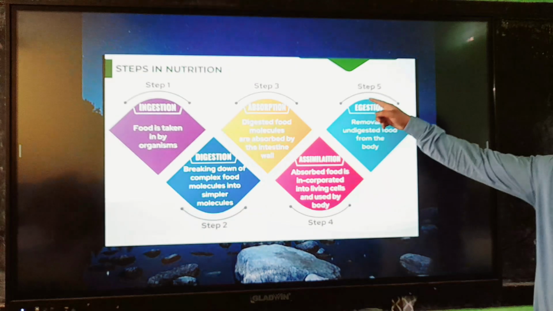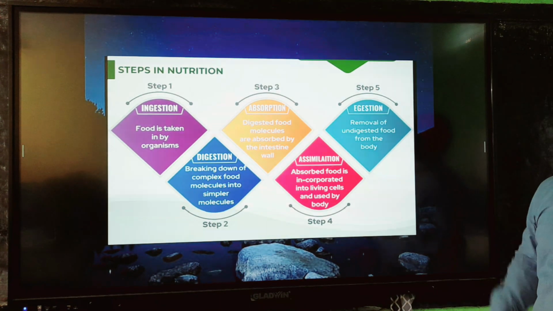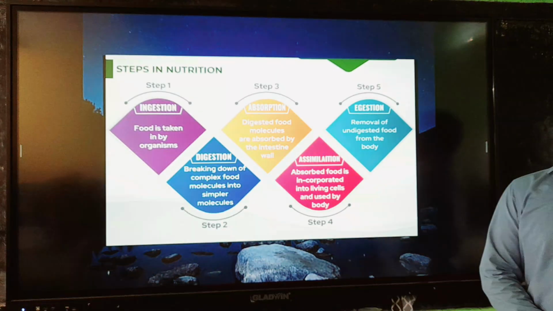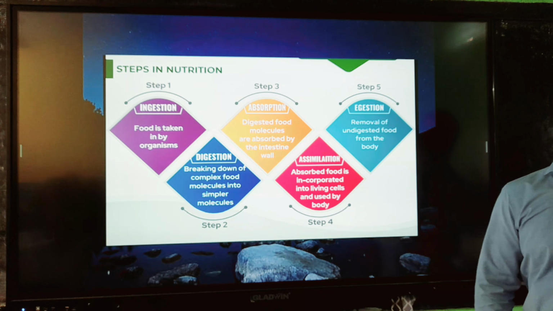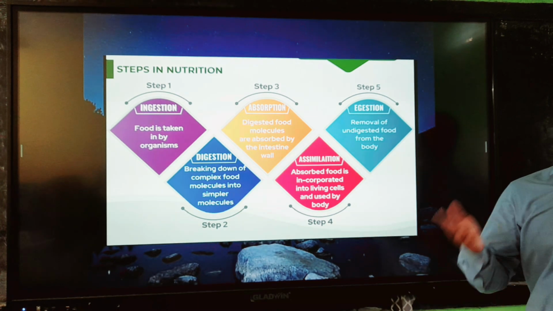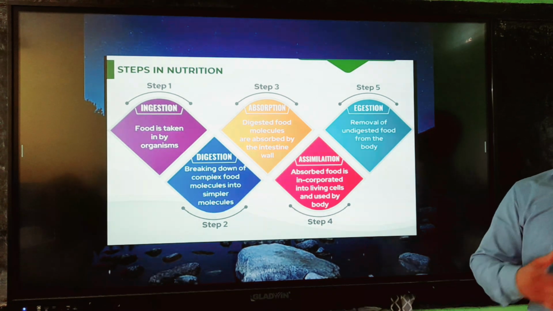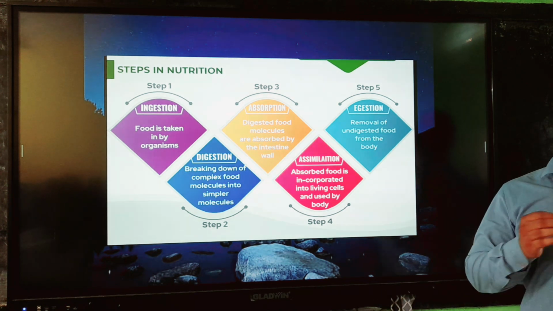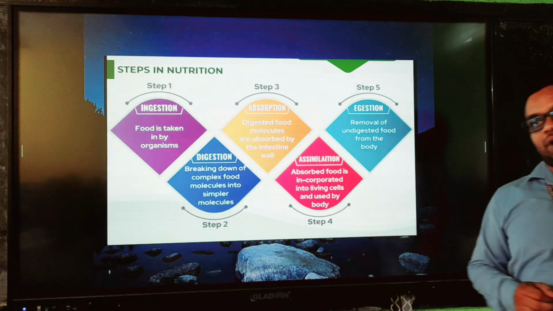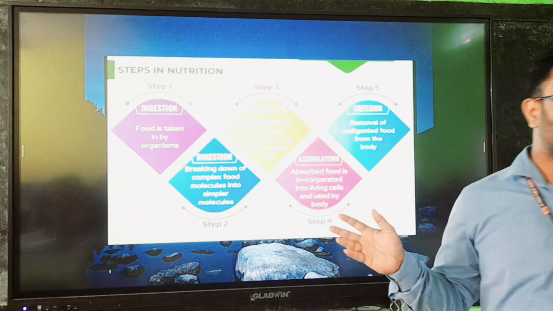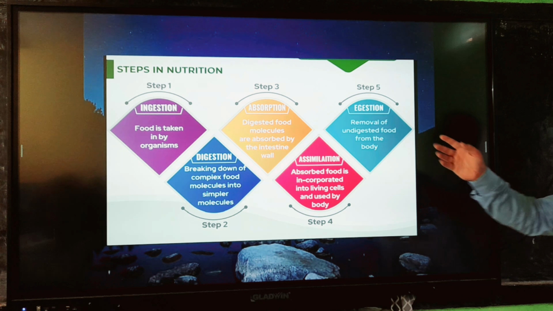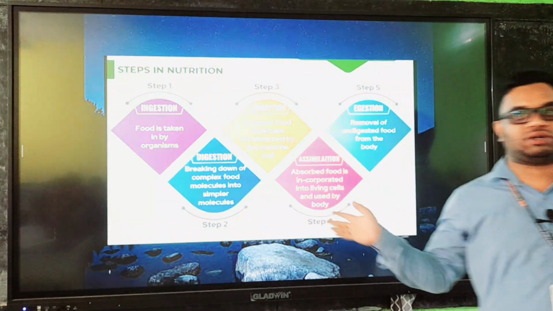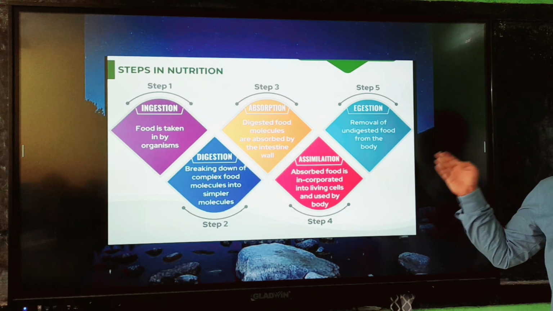The next step, number 5, is egestion. Here all the undigested food, what is not digested, we have to remove from the body. That is why you go to the latrine, the bathroom. You have to remove all the undigested food from the body. Got it? We will go through the details of each step also, but here we have an overview of all these steps.